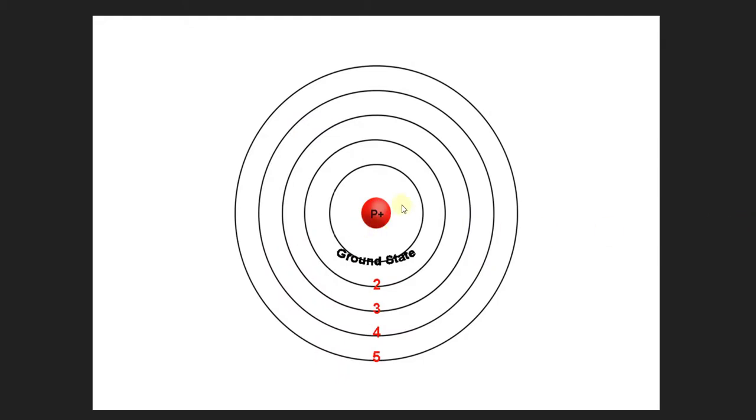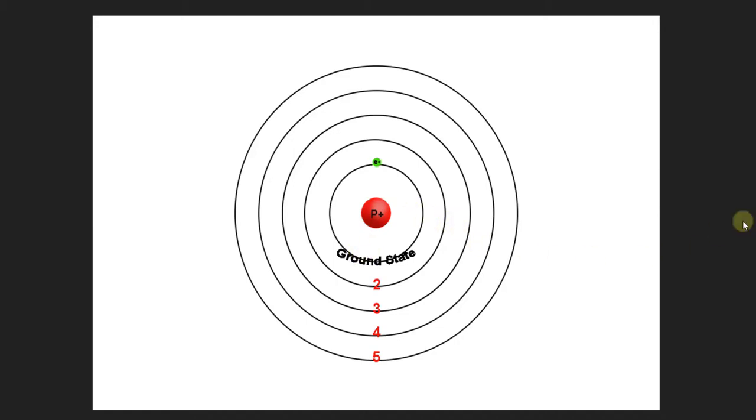Here we have a proton that makes up the nucleus of the atom, and around it we have places where the electrons can orbit the proton. These orbits are called the ground state, that's the first state, then the second, third, fourth, and fifth states. We can also call them orbitals, or levels. There are a lot of different names we can call these things.